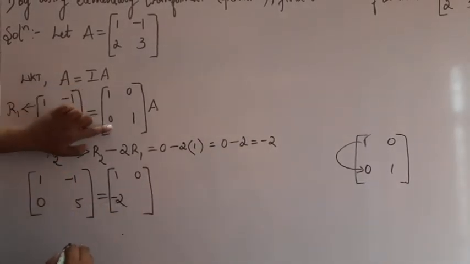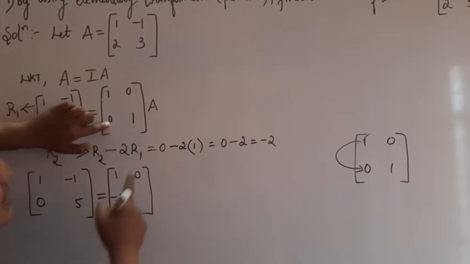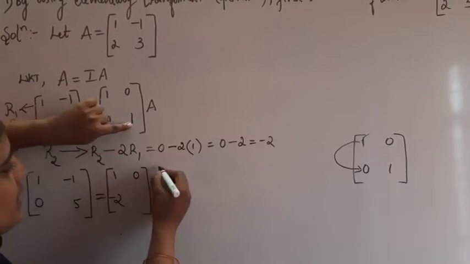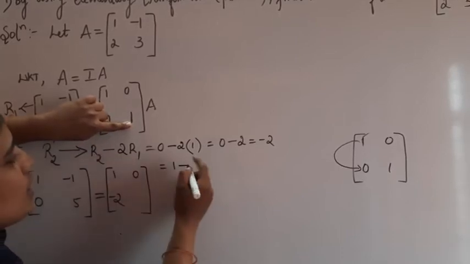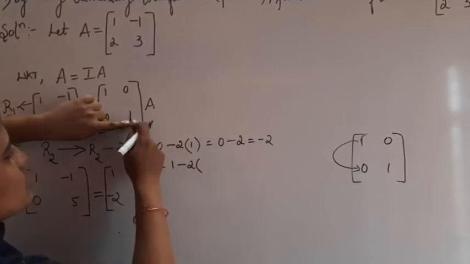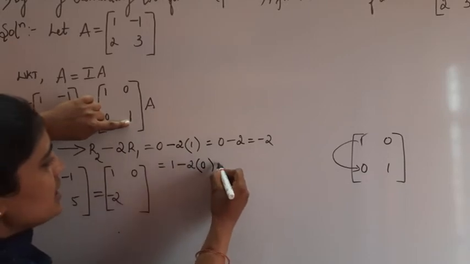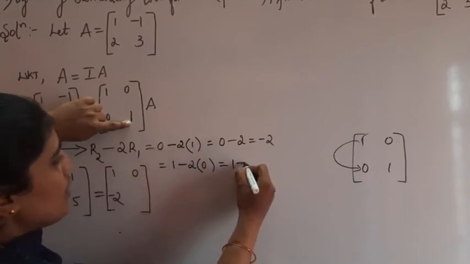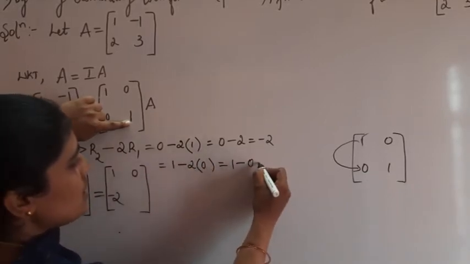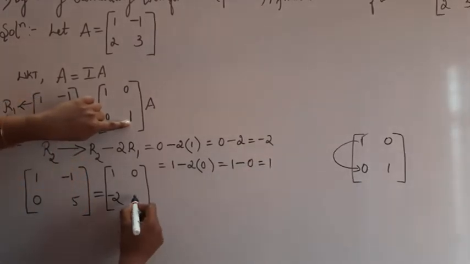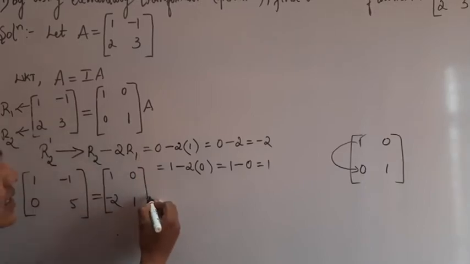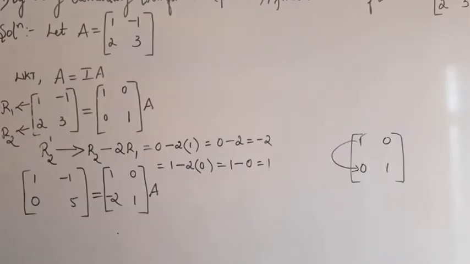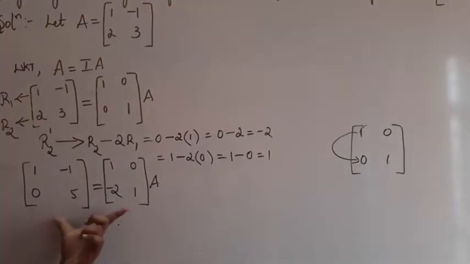Okay, so the same R2 has been applied to the first element. Now the second element, same formula. R2 is 1 minus 2 into R1. The corresponding R1 is 0. That is 1 minus 2 into 0. 1 minus 0 is 1. So here we get 1. The last matrix A, we write as it is. So this is the second step.